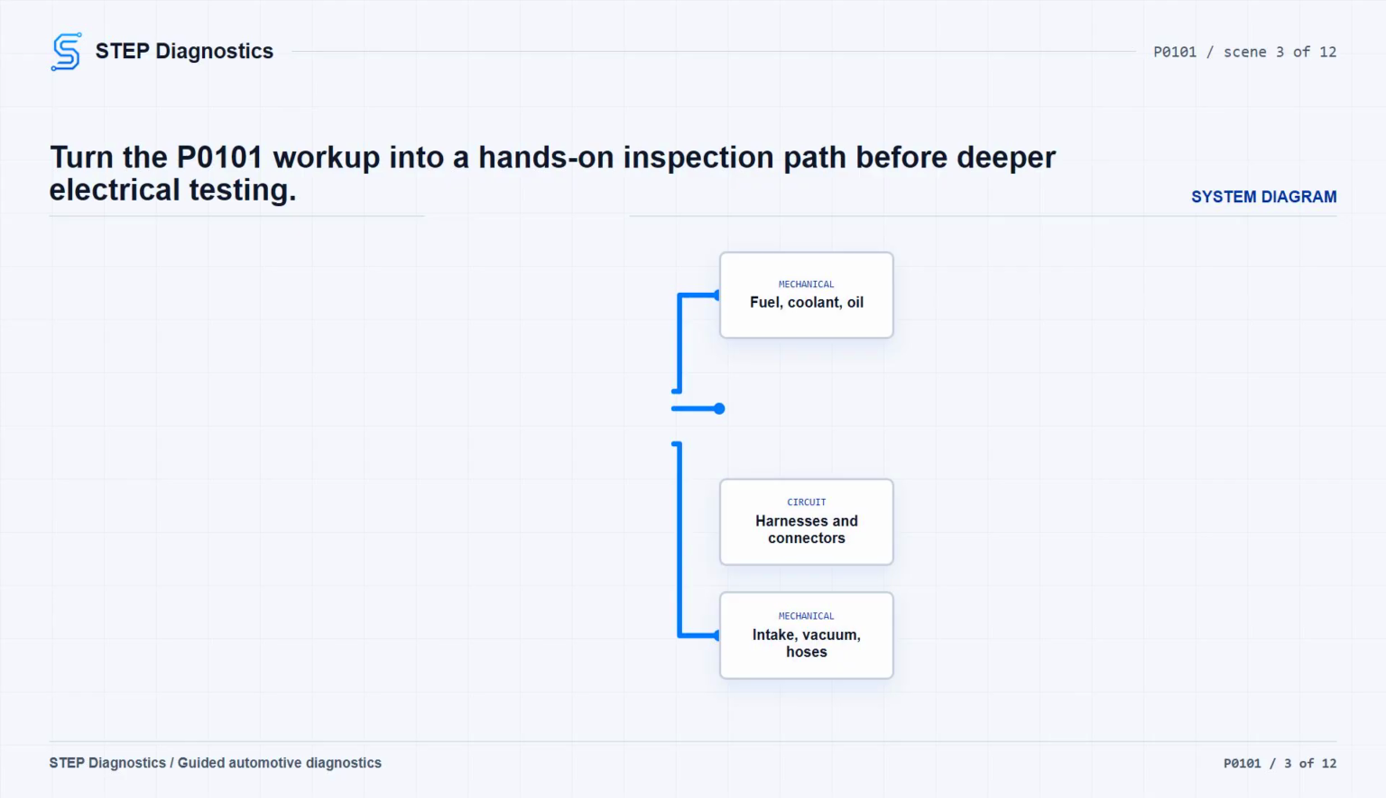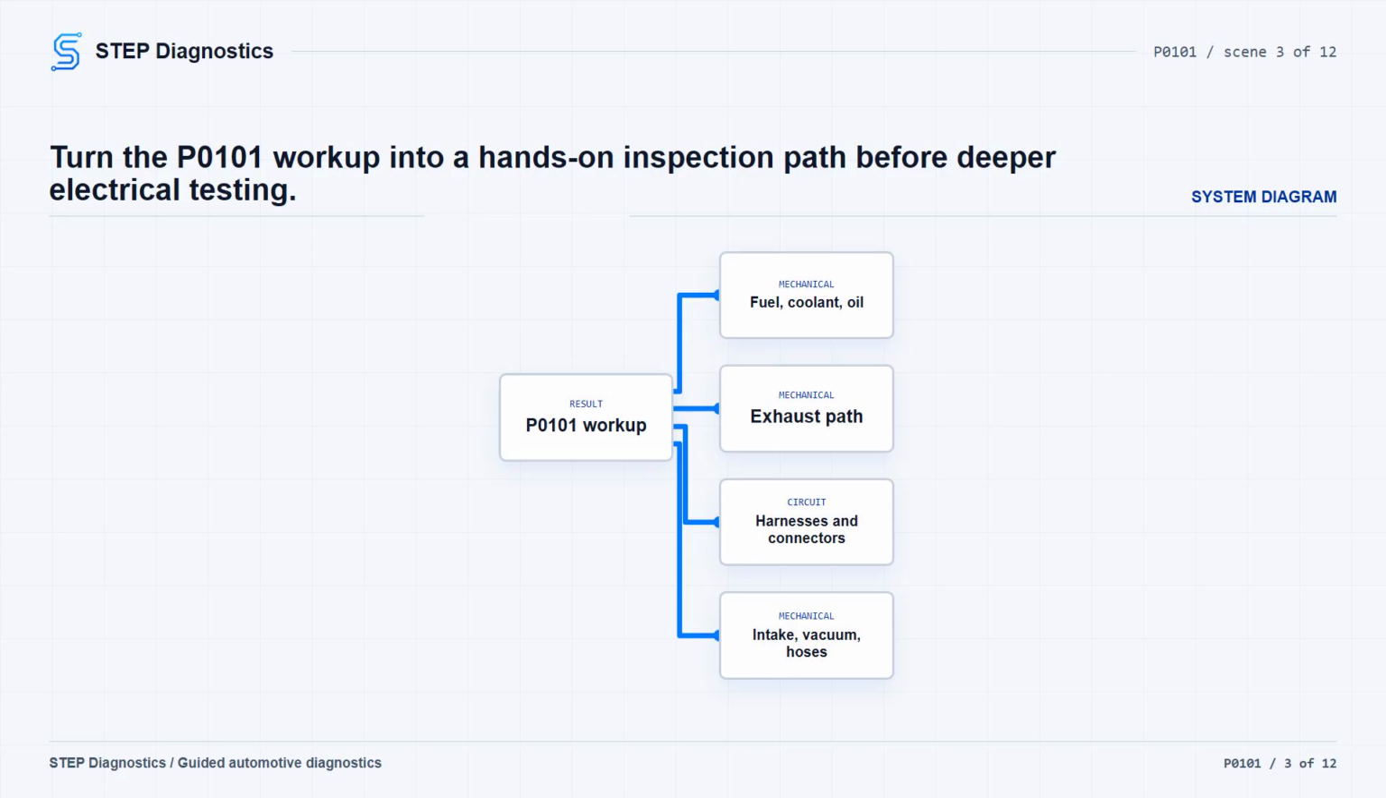Check harnesses for damage, chafing, and routing. Check fuses, circuits, connectors, and component connections. For P0101, pay close attention to the air side. Vacuum lines, the air intake system, and hoses need to be checked for leaks, blockage, restrictions, and correct routing.